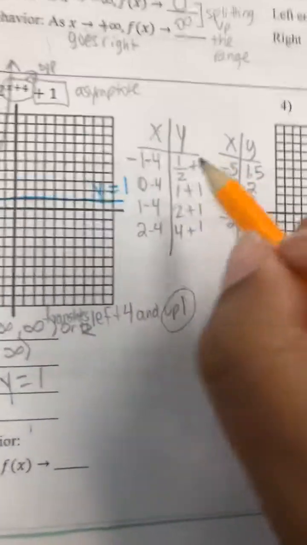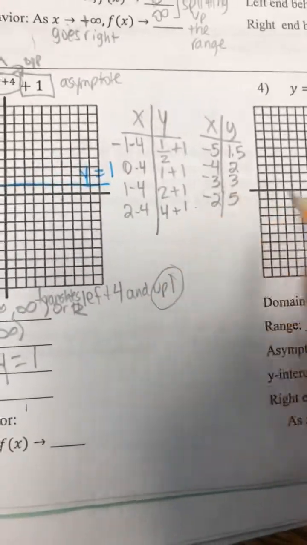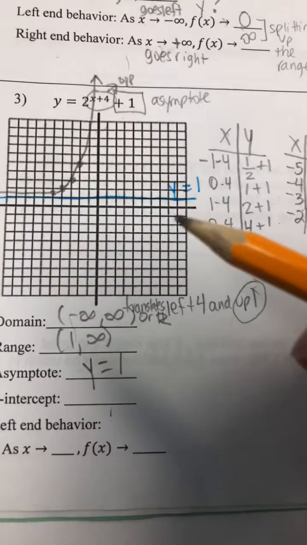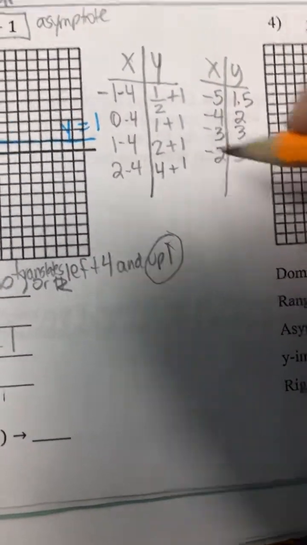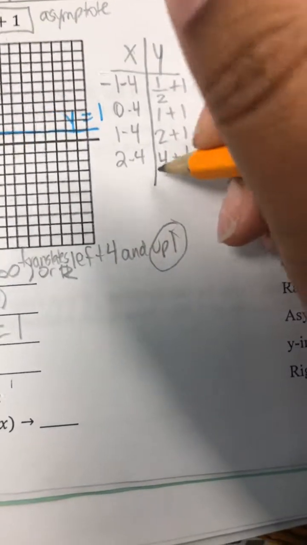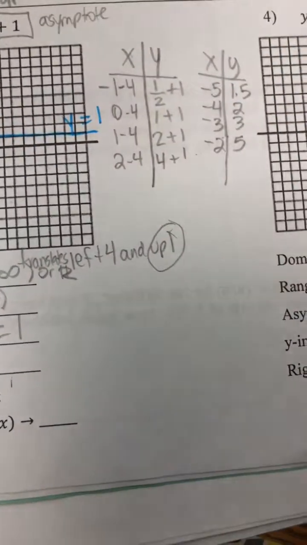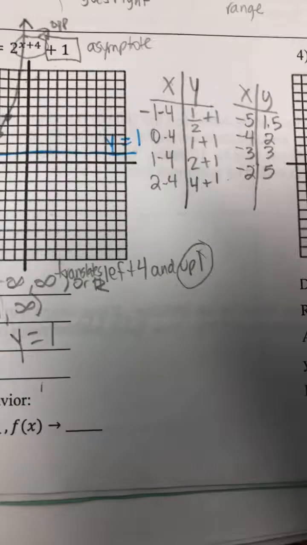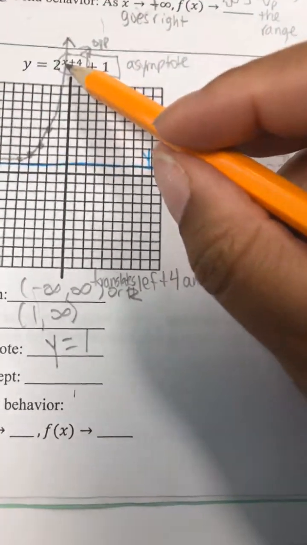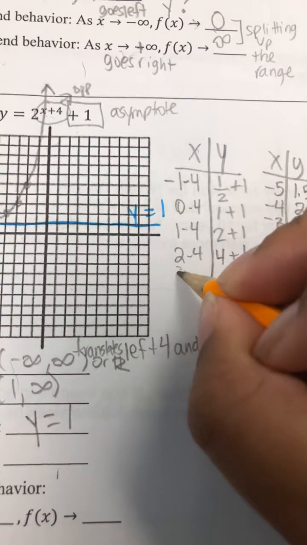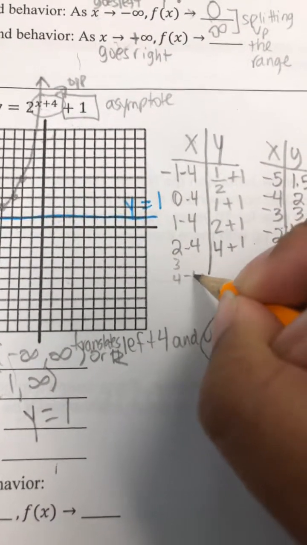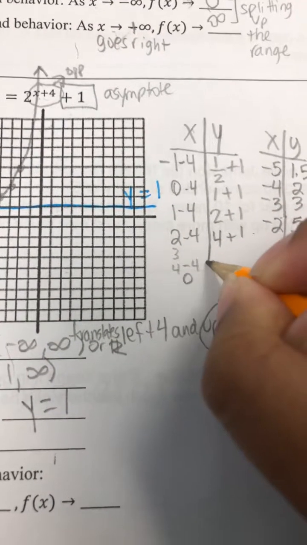The y-intercept would be 0 and something, so I think I'm going to need to finish up this table so that I can get to 0. Or I can plug in a number in here that would give me 0. Okay? So I know if I were to continue this, 4 minus 4 is 0.